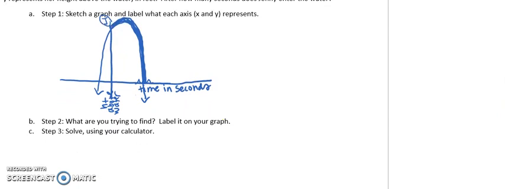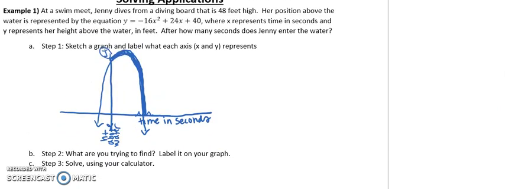What are you trying to find? Well, it says how many seconds until she hits the water. She hits the water right there. Label it on your graph. You want to find out where she hits the water. So step 3, solve. Now let's talk about it.